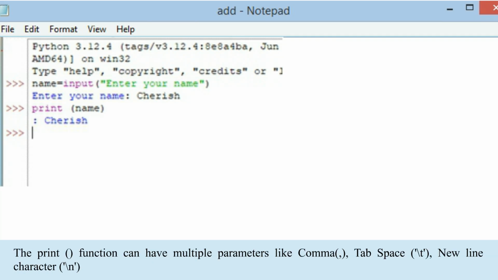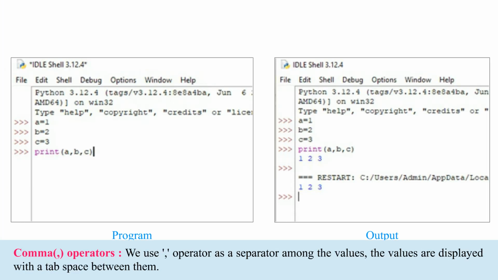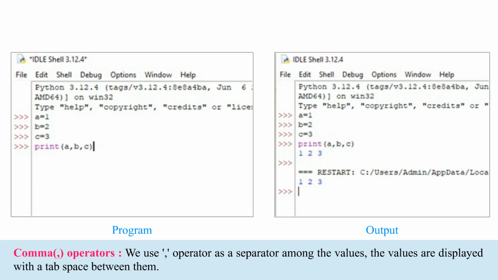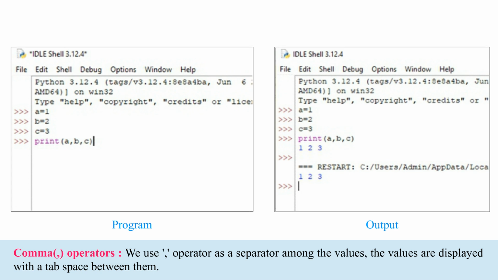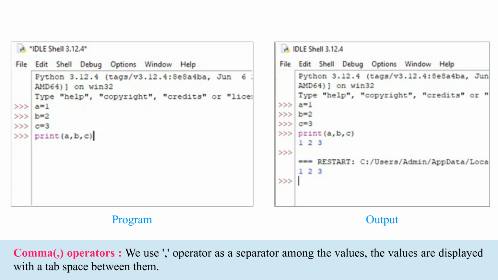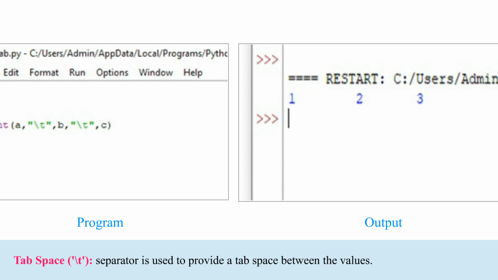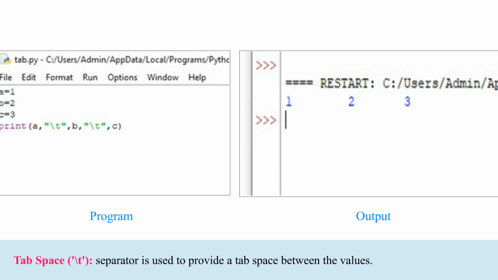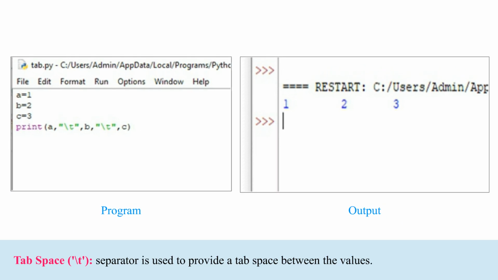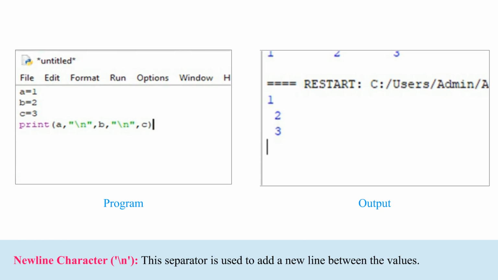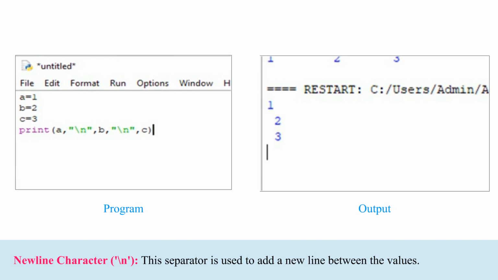The print function can have multiple parameters like comma, tab space, new line character. We use comma as a separator among the values. The values are displayed with a space between them. Tab space. This separator is used to provide a tab space between the values. New line character. This separator is used to add a new line between the values.